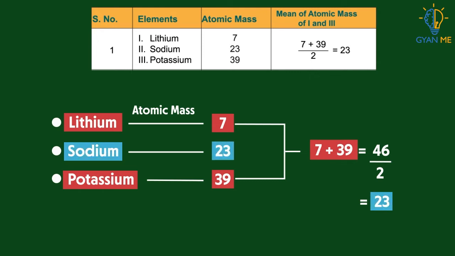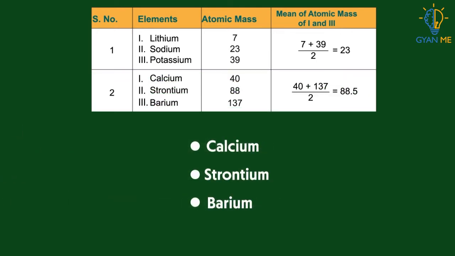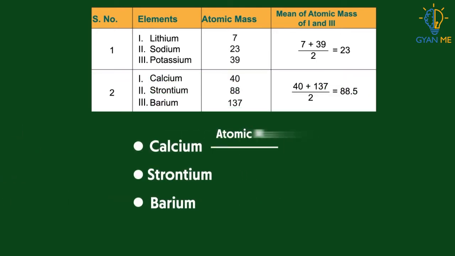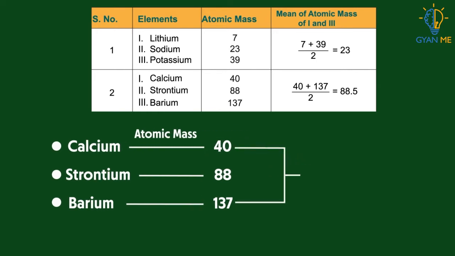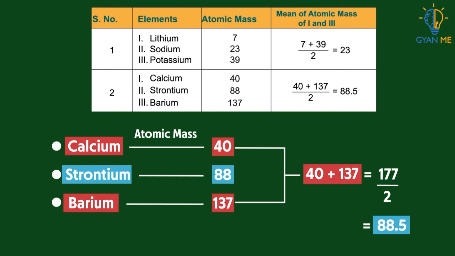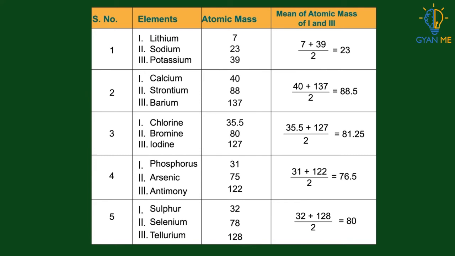Let's take one more triad. Consider calcium, strontium and barium. Their atomic masses are 40, 88 and 137 respectively in increasing order. Remember, arranging them like this in increasing order is really important. We find that when we add the atomic masses of calcium and barium and take their average, we get the atomic mass of strontium. It is also true for other triads.